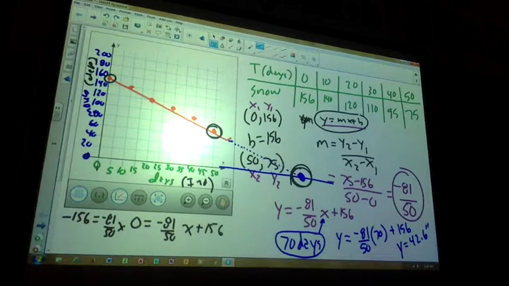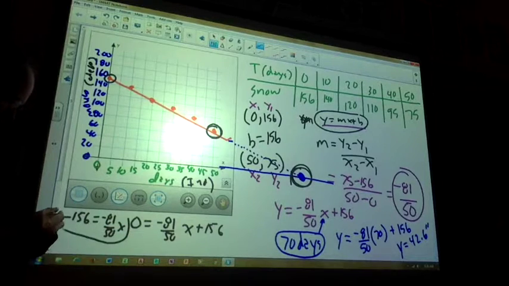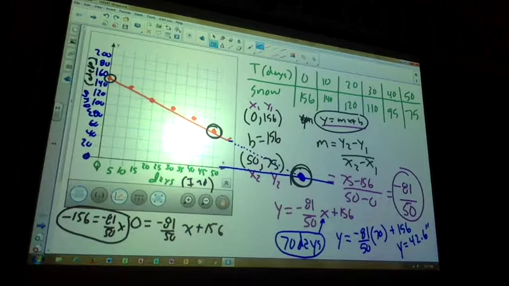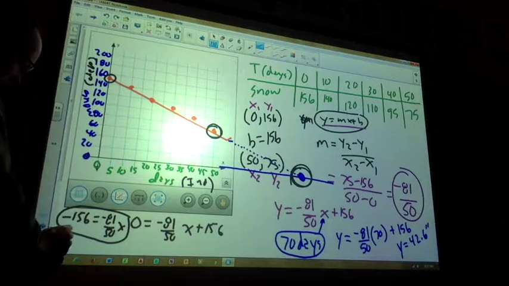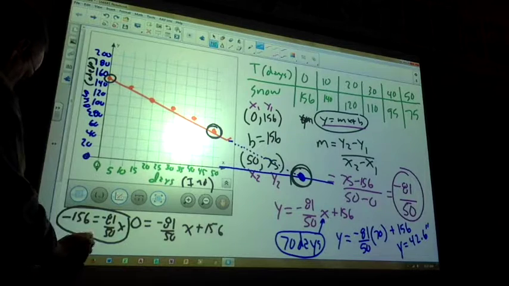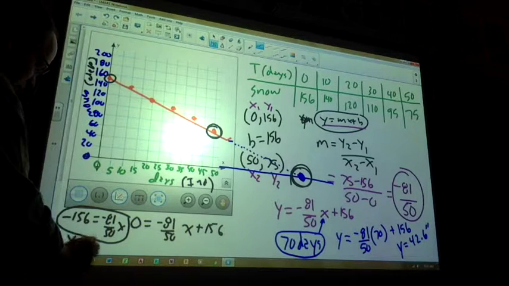Okay? Help me out. How do I solve this problem right here? Okay, good. You divide by negative 81. I'll multiply by 50 and I'll divide by negative 81. And if I do that math, it comes out to roughly 96.3.